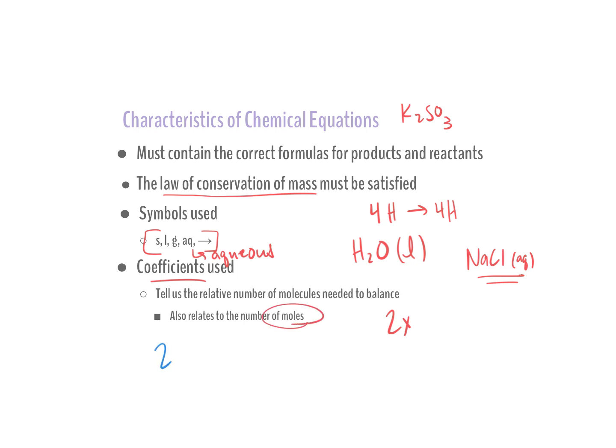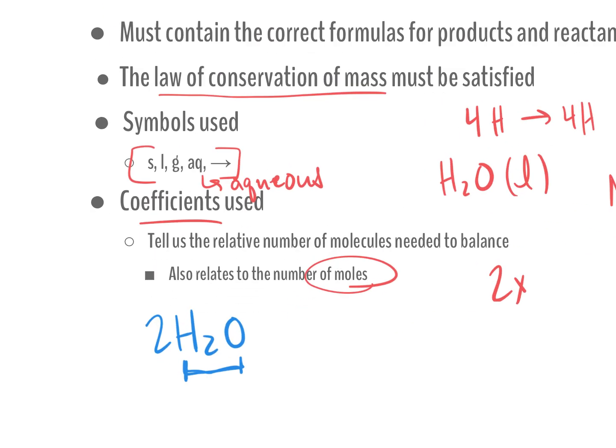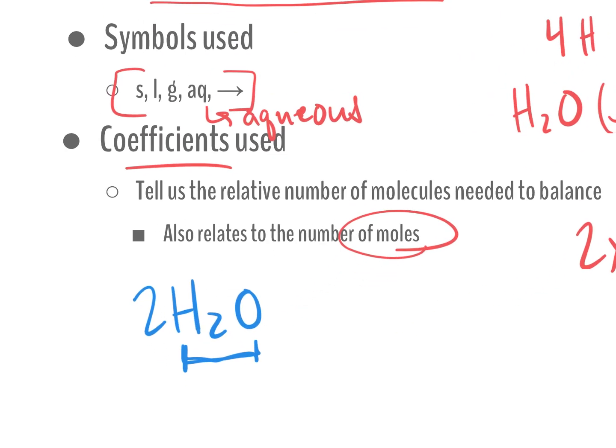So if I have 2 H2O, that means I have 2 water molecules. But how many total hydrogens would I have in this scenario? I would have 4 hydrogens, right? 2 per molecule times 2 molecules. And how many total oxygens would I have there? 2. Okay? This coefficient also tells us that I have 2 moles of water that's going in.